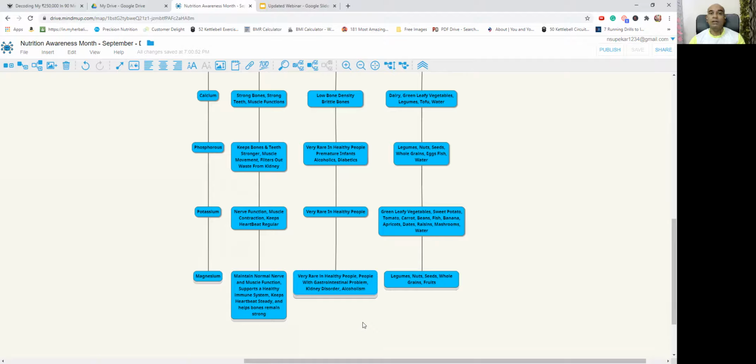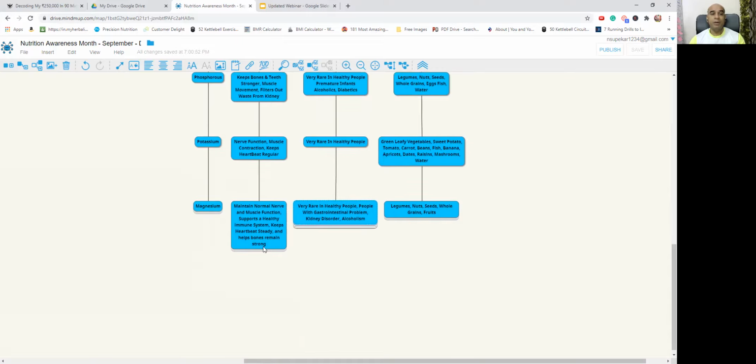Even alcohol can cause magnesium deficiency. The sources are legumes, nuts, seeds, whole grains, and fruits. So all of the natural food sources contain most of the minerals which are needed by our body. So we should be eating a regular and a very healthy diet.